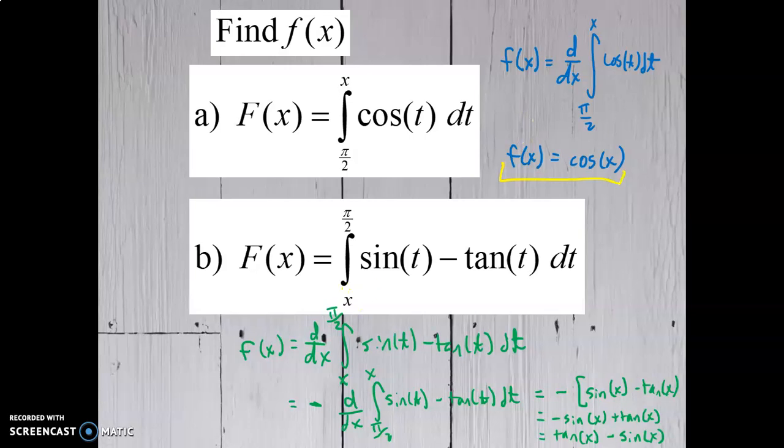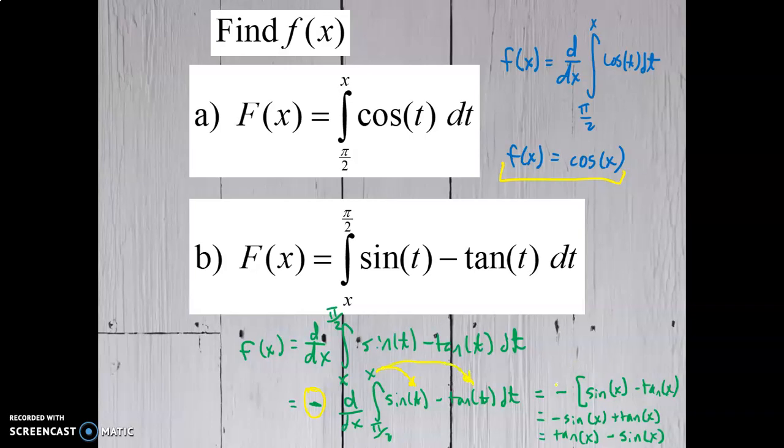You need to have the constant on the bottom and the variable on the top. So I need to flip the limits. And there's a property for definite integrals that says you can flip the limits if you put a negative out front. So I just need to flip the limits and put a negative out front. Then I can apply the fundamental theorem of calculus, plug in x.